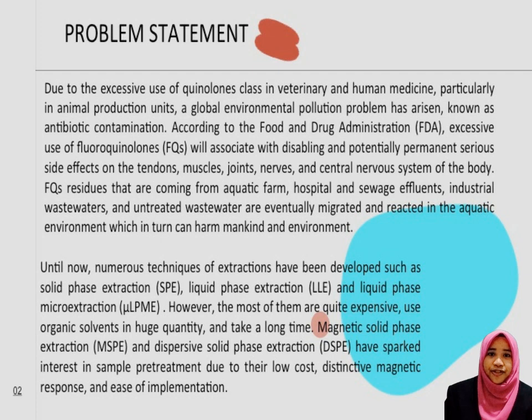Problem statement. Due to excessive use of quinolones class in veterinary and human medicine, particularly in animal production units, a global environmental pollution problem has arisen known as antibiotic contamination. According to the Food and Drugs Administration (FDA), excessive use of fluoroquinolones will be associated with disabling and potentially permanent serious side effects on the tendons, muscles, joints, nerves, and central nervous system of the body.